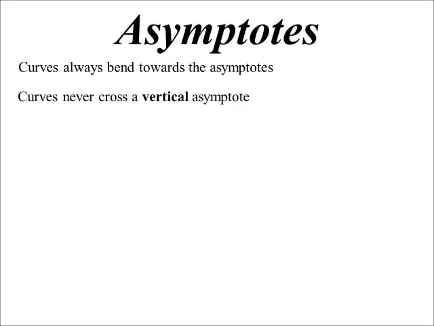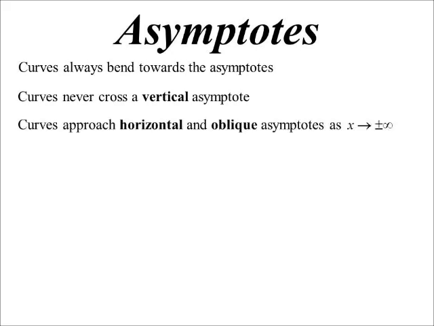Let's have a look at asymptotes. We know curves always bend towards our asymptotes when we're drawing our pictures. And the key thing is, vertical asymptotes, curves never will cut. And this brings up one of the biggest misconceptions about asymptotes. A curve can cut other types of asymptotes.